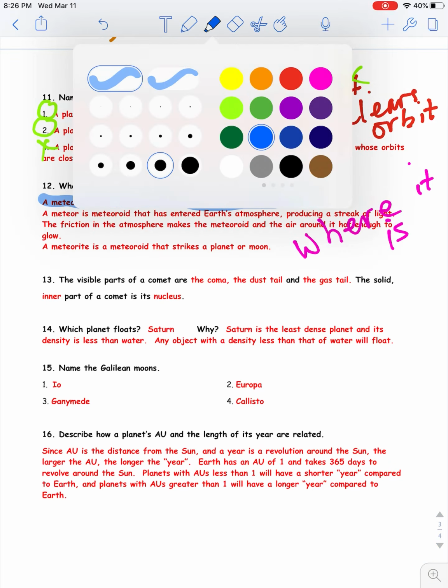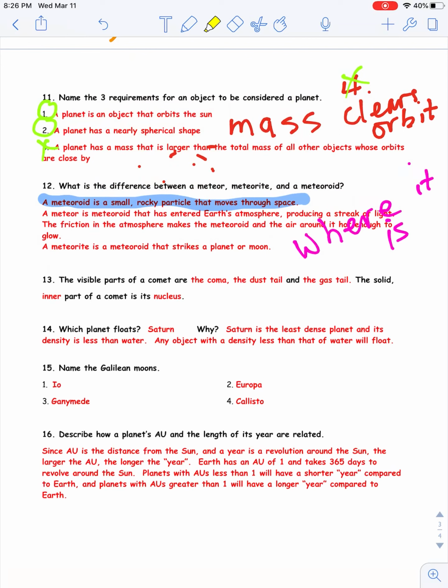But if this same small rocky particle that's moving through space suddenly enters Earth's atmosphere, it's going to burn up because of the thermosphere, one of the layers in our atmosphere, and it's going to produce a streak of light. It is the friction in the atmosphere that makes that meteoroid and the air around it so hot that it causes it to glow. So then it's going to be that streak of light. People will sometimes call that a shooting star.